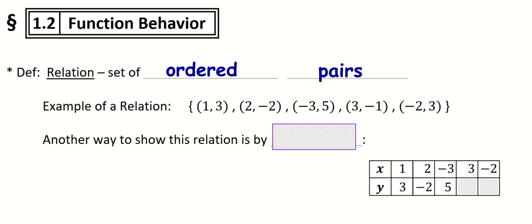So anything that involves a relationship between two variables, you could describe it as just a set of ordered pairs. That's a relation. So here's an example of a relation. It's just a list of ordered pairs. Another way to show this relation is by a table. So you could organize these ordered pairs into a table. That should be no surprise there. That's not exactly earth-shattering to you. Far from it, I hope.